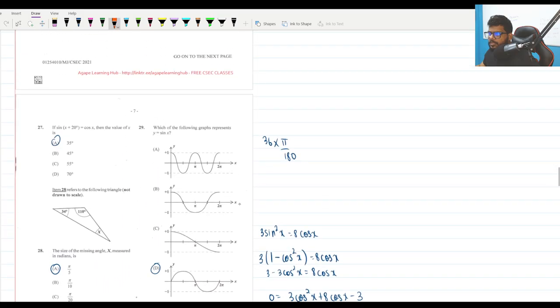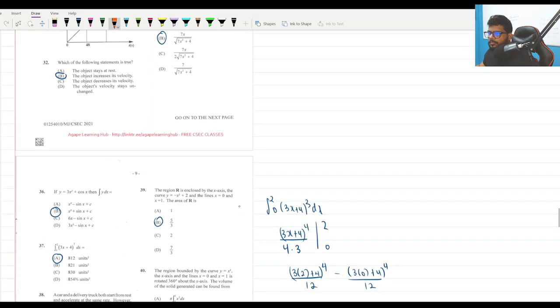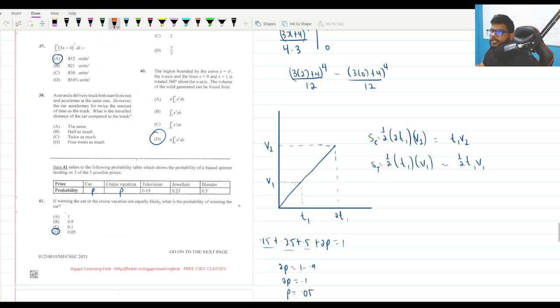Oh yes, number 38. A car and a delivery truck both start from rest and accelerate at the same rate. The car accelerates for twice the amount of time as the truck, so I'll get 2t1.